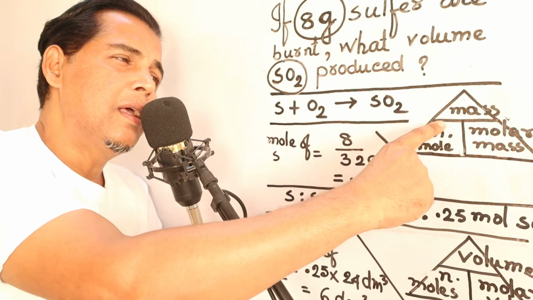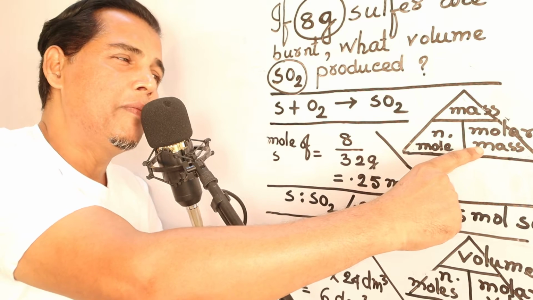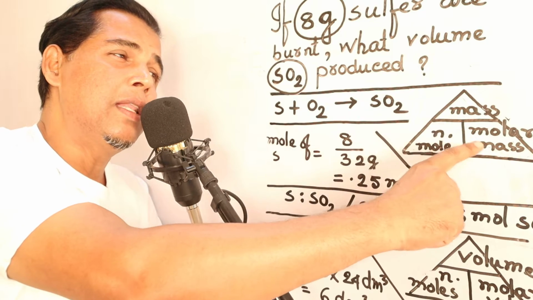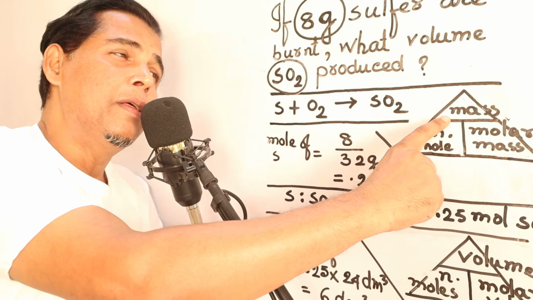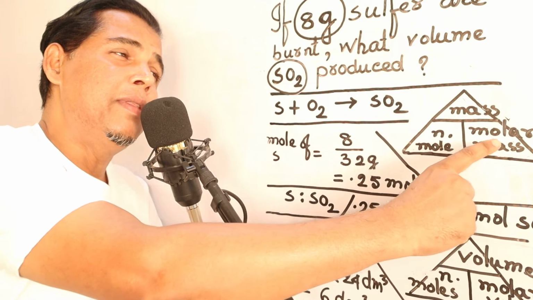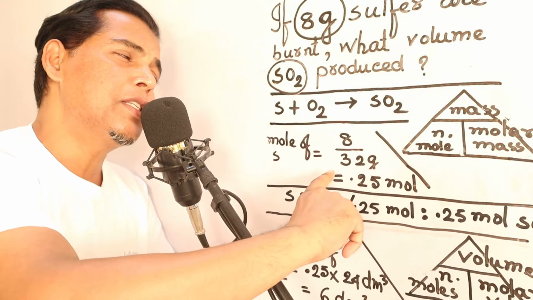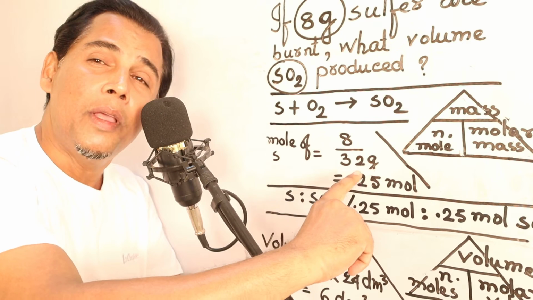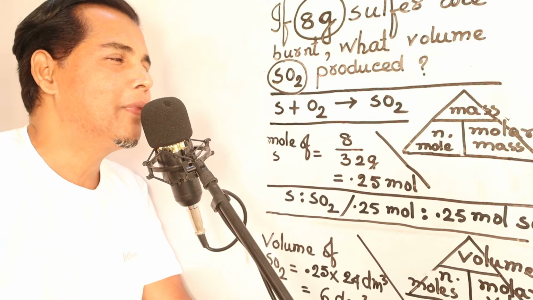Mass is equal to number of moles times molar mass. Our expectation is the number of moles, so these two will be divided. If this would be asked, these two will be divided. From the calculation, we have got the number of moles as 0.25 mole.